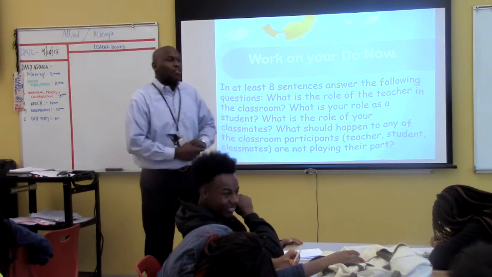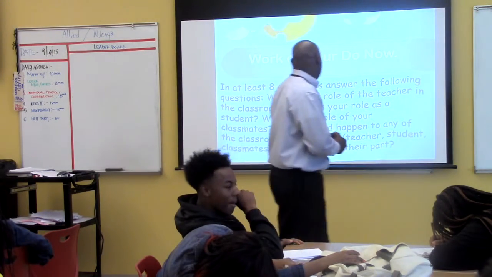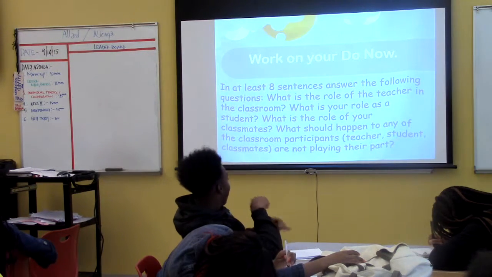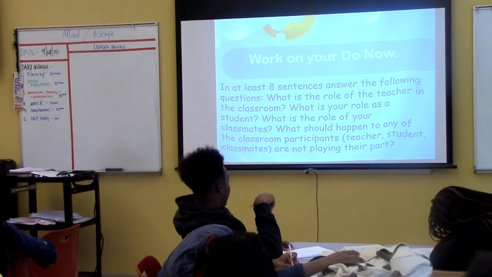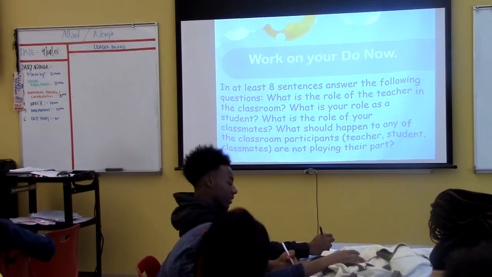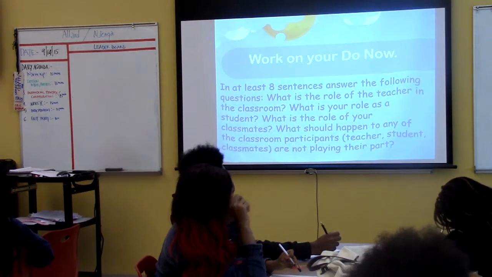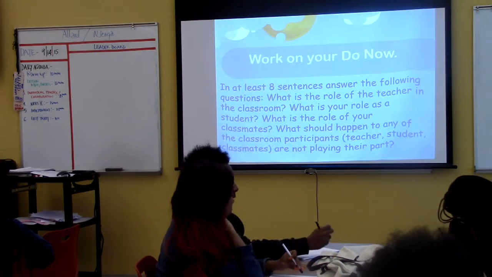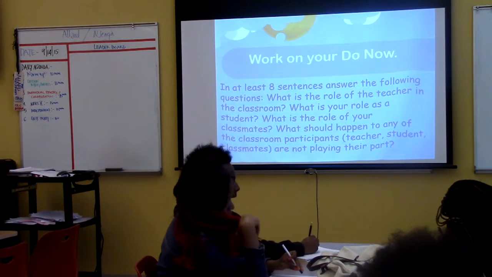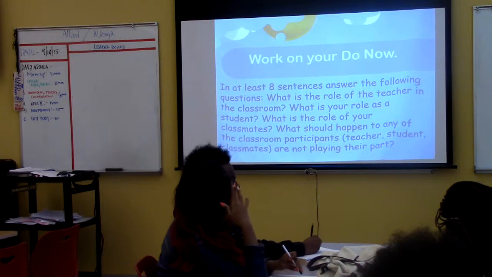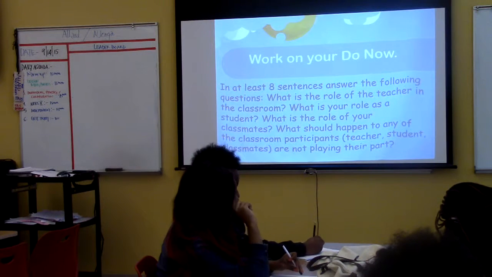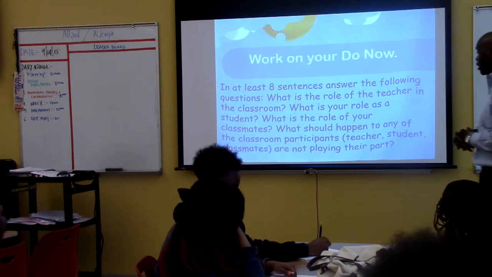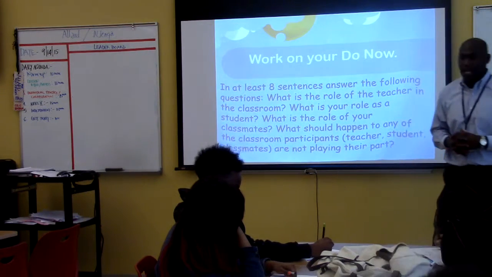So what should happen if, ladies and gentlemen, any of the classroom participants fail to or are not playing their part? What should happen if the participants are not playing their part? What you got, Kendra? Should have a meeting and discuss the expectations. All right, so they should have a meeting and address the expectations. What else can we do to prevent some of the things that happen in class?